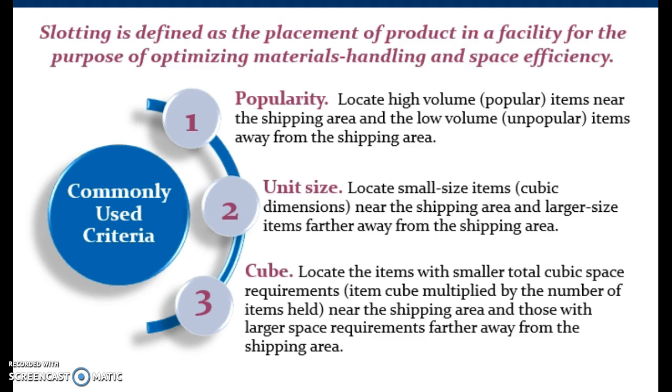Slotting is defined as the placement of product in a facility for the purpose of optimizing materials handling and space efficiency. Proper product slotting can improve labor productivity and generate other advantages for the organization and its customers. 3 criteria are commonly used to slot product within a distribution facility. Number 1, popularity. Number 2, unit size. And number 3, cube. The popularity criterion locates high volume or popular items near the shipping area, and the low volume or unpopular items away from the shipping area. Reduced order picking and effort are achieved.